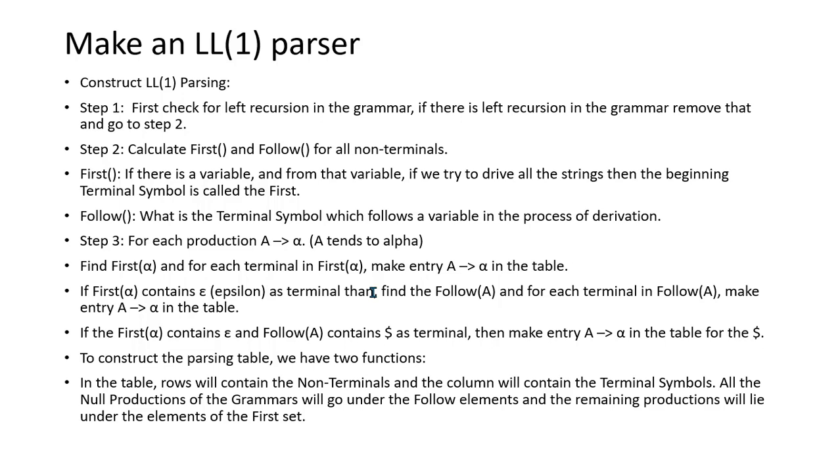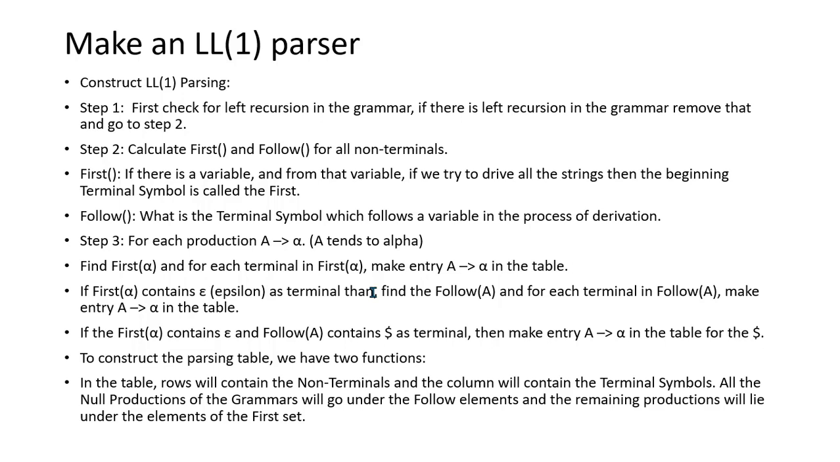Step 3. For each production A implies alpha, find first. And for each terminal in first, make entry A implies alpha in the table. If first contains epsilon as terminal, then find the follow, and for each terminal in follow, make entry A implies alpha in the table. If first contains epsilon and follow contains $ as terminal, then make entry A implies alpha in the table for the $.